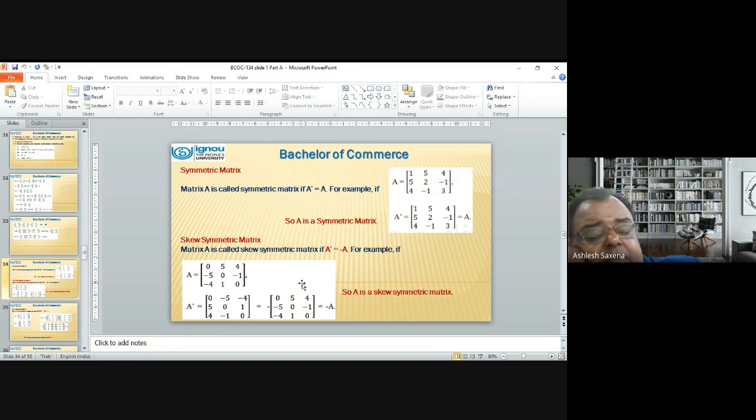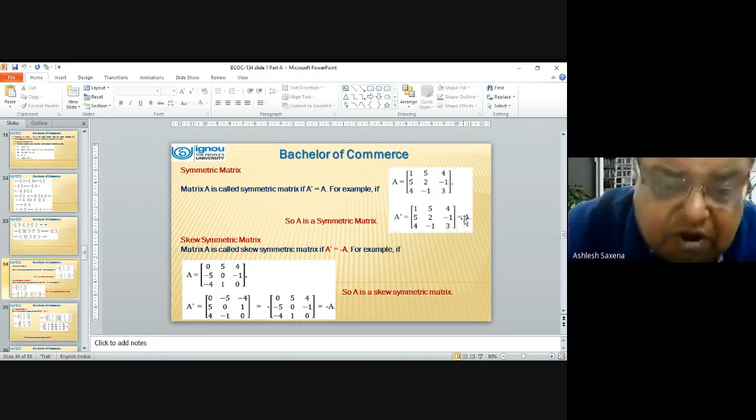When we are talking about getting the transpose of it, that is A dash, this order will change. 1, 5, 4 will come over here in the column, 5, 2, minus 1 in the second column, 4, minus 1, 3 in the third column, which is similar to A. Here we can say that this is a symmetric matrix. And a symmetric matrix is a matrix in which A is equal to A transpose.